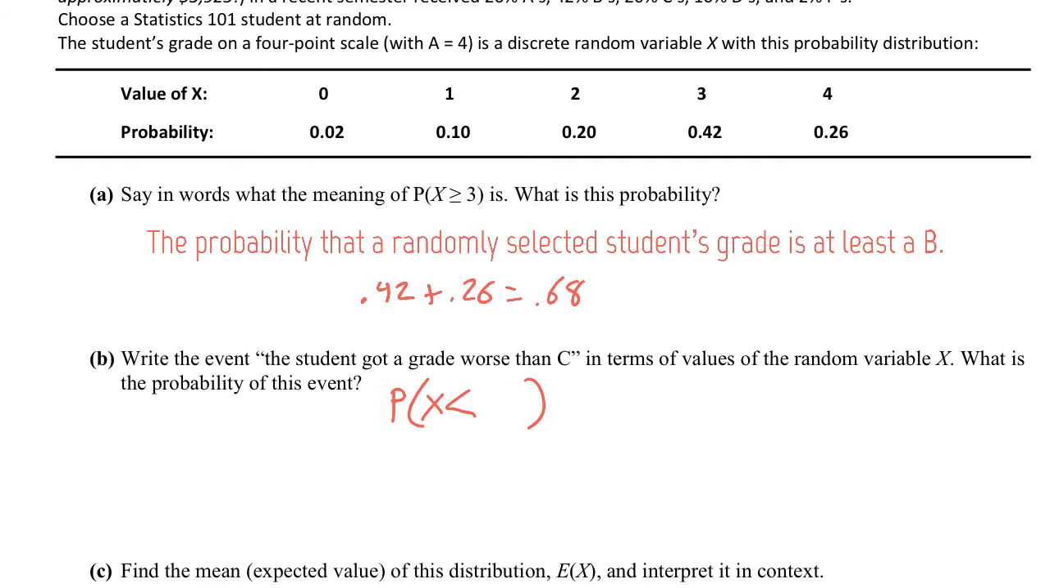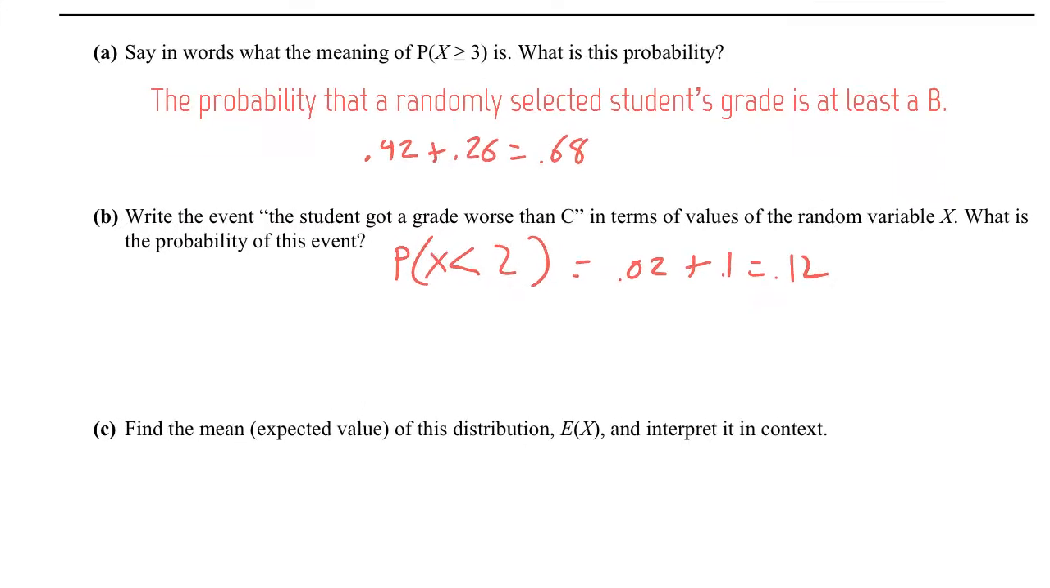So this is x, where x is a student's grade, is less than, worse than C, so strictly less than C. Oh wait, but they didn't tell me anything about C, so worse than, what's a C? 2, so worse than 2. Another way to say this is probably that x is 0 or 1. Same thing. And so how do we find it? We take 0 plus 1, so 0.02 plus 0.1 is 0.12. And we do strictly less than, because worse than C does not include a C.